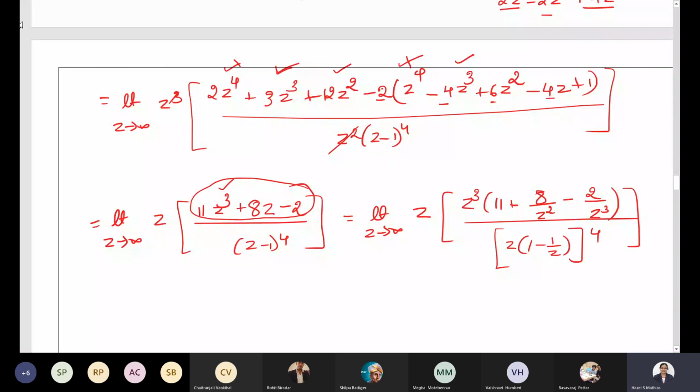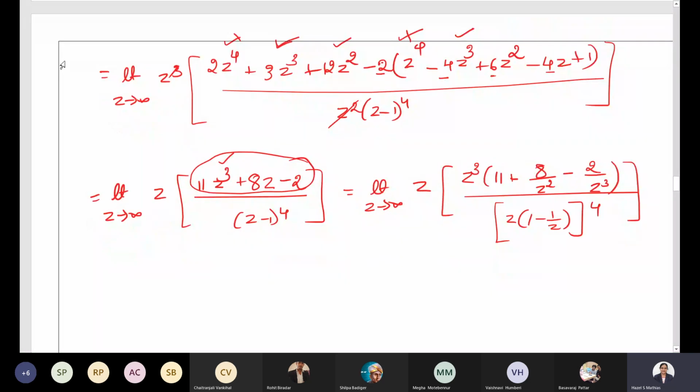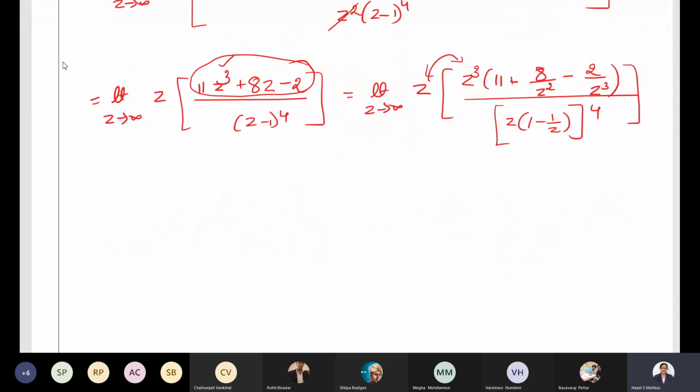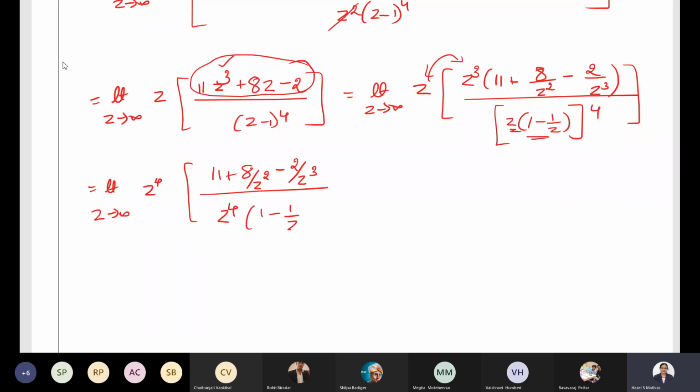Next, we can simplify this. This Z into Z cube will be Z power 4. Limit Z tends to infinity, Z power 4 into 11 plus 8 by Z square minus 2 by Z cube, whole divided by Z power 4 into 1 minus 1 by Z whole power 4. This is what we get. The Z power 4 and Z power 4 get cancelled.